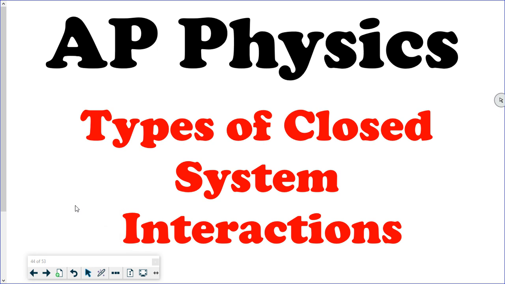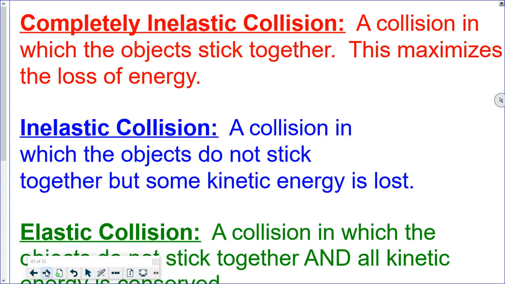All right. So just so that you know, a closed system interaction just means a system where the only forces are internal forces. I guess I should say the only unbalanced forces are internal forces. So a car colliding with another car, or one person pushing another person, or something like that. And we are going to learn that there are 4 different types of such interactions.